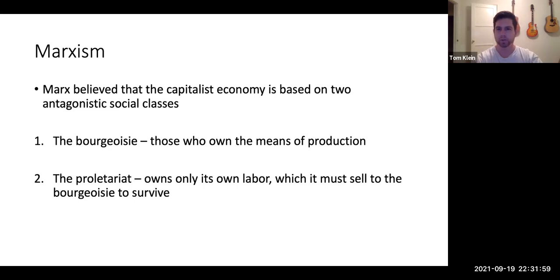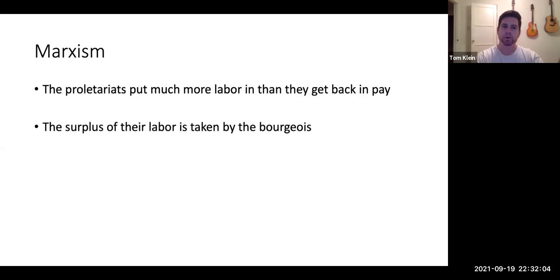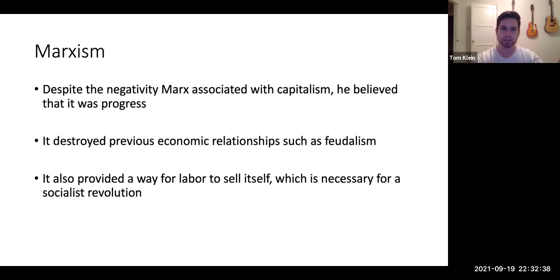Okay, so it's an antagonistic relationship between the haves and the have-nots, the bourgeoisie and the proletariat. He would argue this is antagonistic because the proletariat, the working, the poor, put more labor into the work that they give to the bourgeoisie than they get back in pay, right? That's surplus, that's profit. So if you're working in a steel mill, you're making salary or hourly pay, but your output isn't measured by what you're getting back through your money, right? This surplus is taken or stolen, as they might put it, by the bourgeoisie.